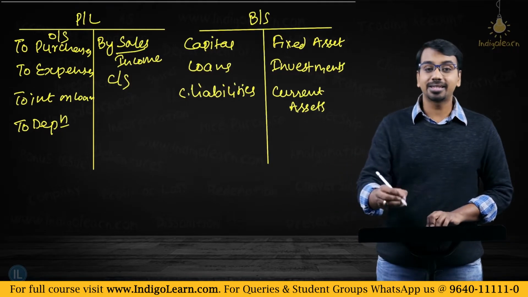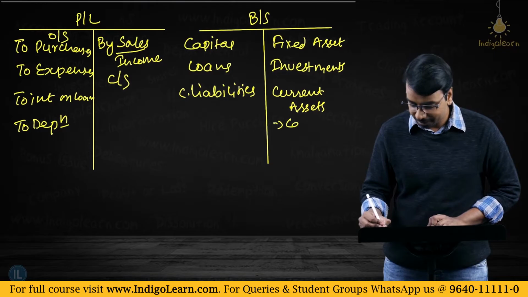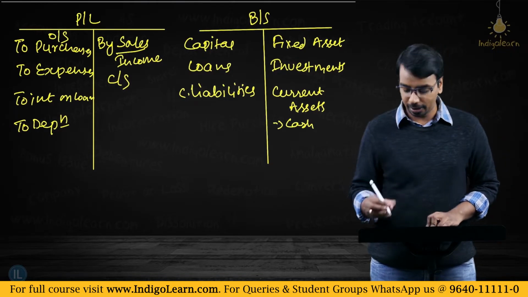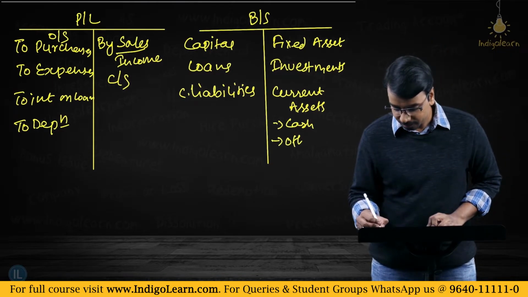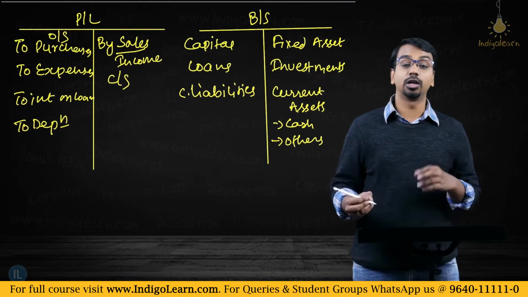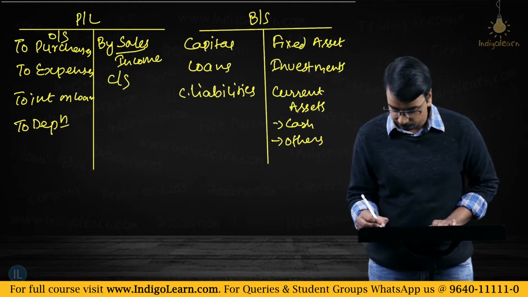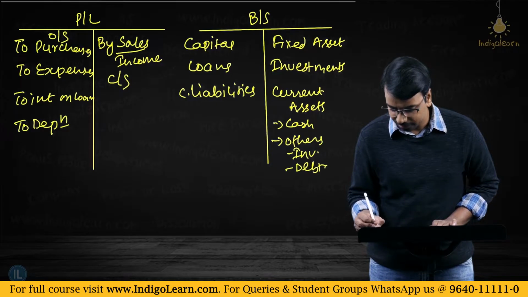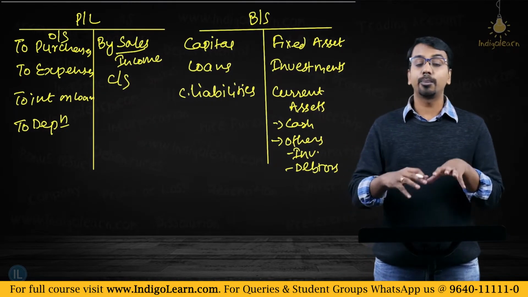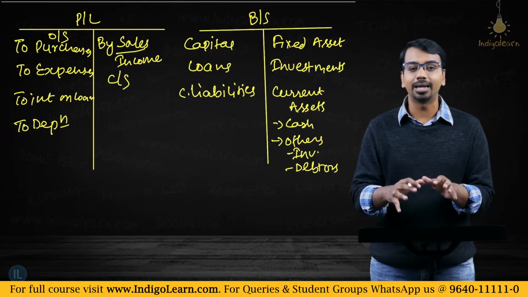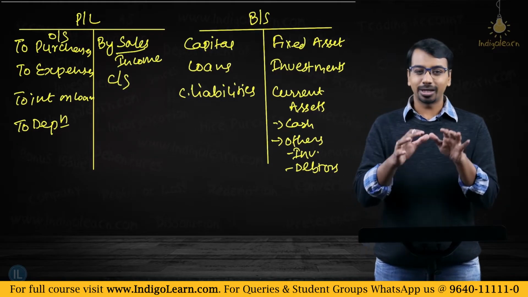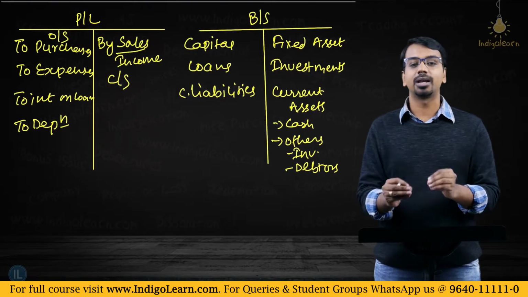assets. Inside these current assets, you will have cash, which includes your bank balance, and others, right? Others would include inventory. So you'll have inventory, you will have your debtors, and so on. So this is the broad picture of your balance sheet and P&L. It is not in the proper format, but these are the items largely you will see.